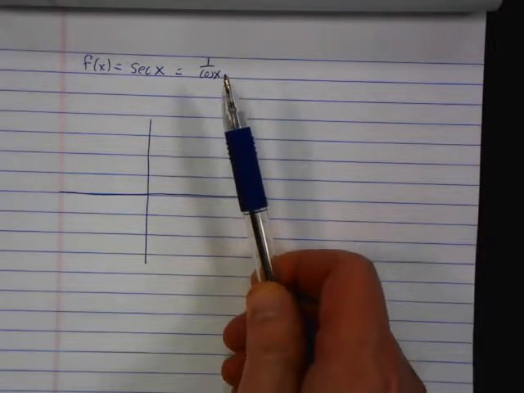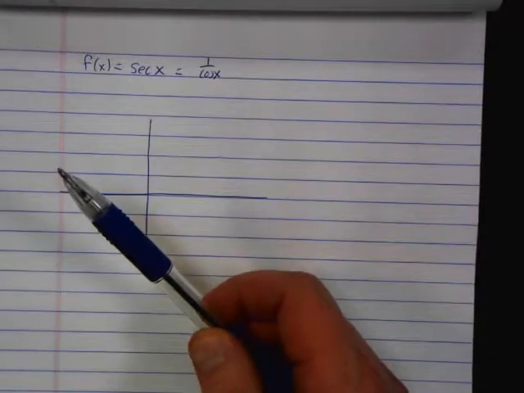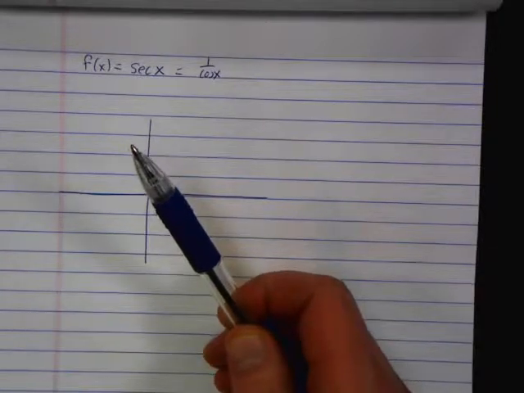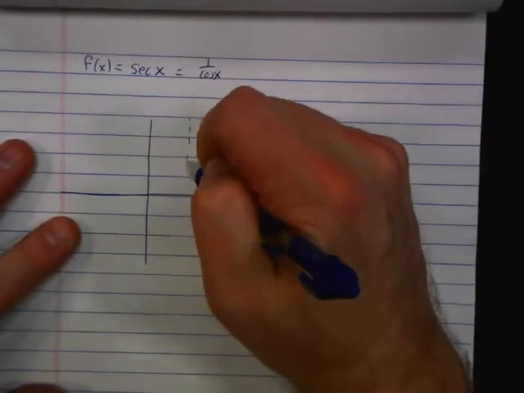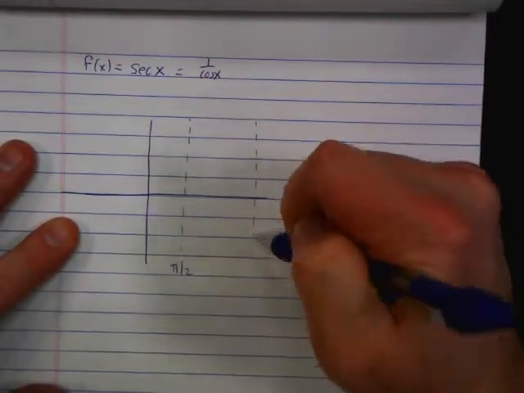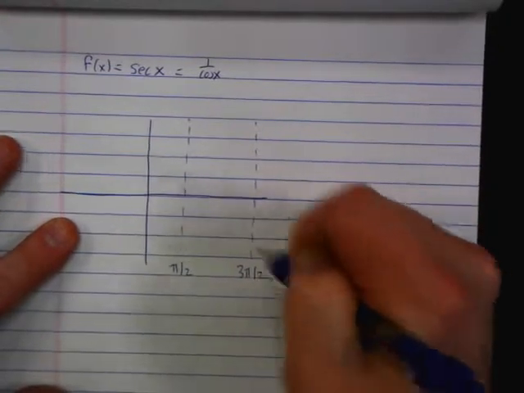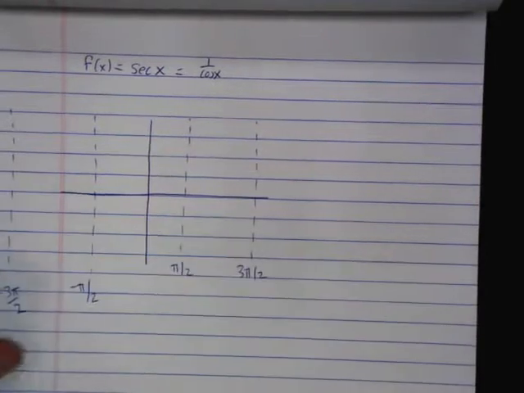Pi over 2 and negative pi over 2, and you go pi over 2. What's the next positive one after pi over 2? 3 pi over 2, 5 pi over 2. That's all the odd ones. All right. So we have pi over 2, 3 pi over 2, negative pi over 2, negative 3 pi over 2.